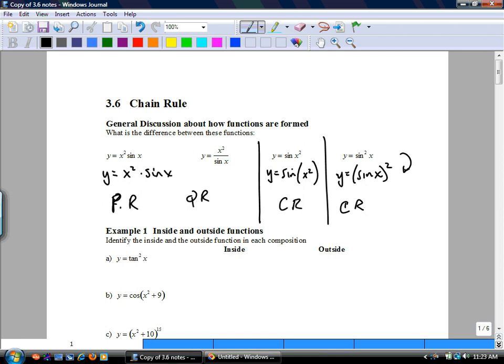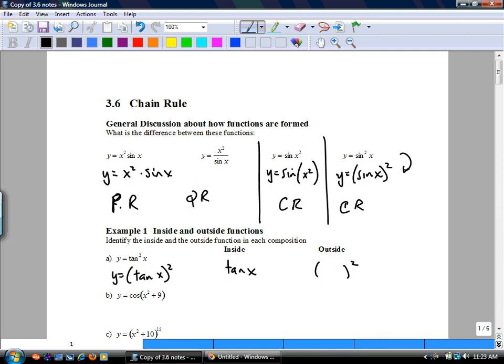So the first thing we need to do is to practice to identify what the inside function is and what the outside function is. So y equals tan squared x, we probably should write it like this first, so we can identify what the inside function is and what the outside function is. The inside function is tan x, and the outside function is, well, it's bracket squared. You could even just say it's the squared stuff. You know what I mean?